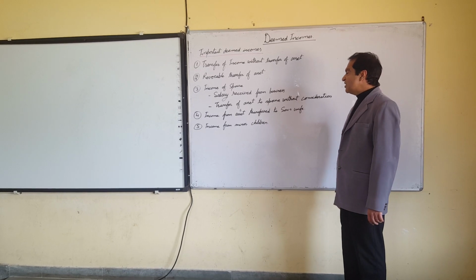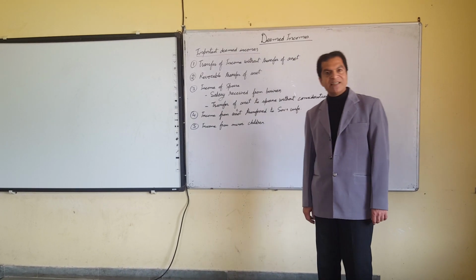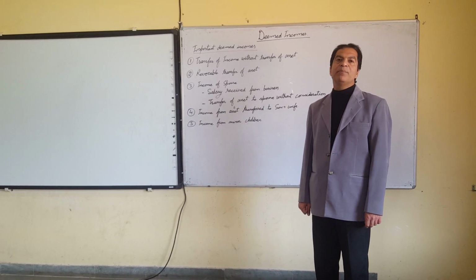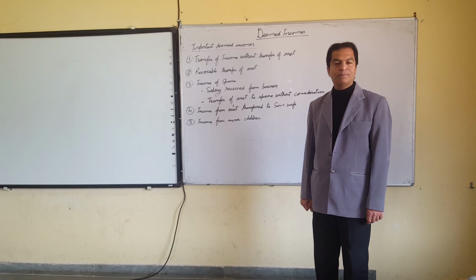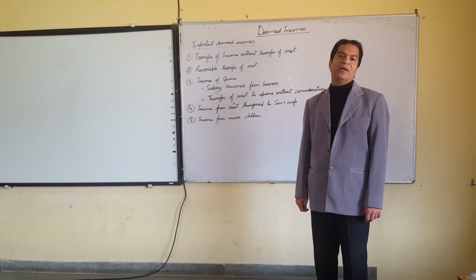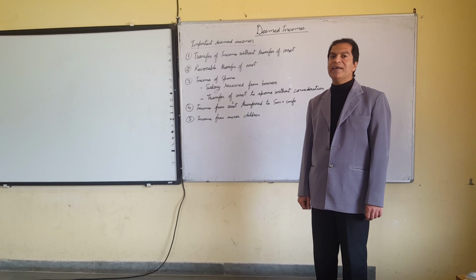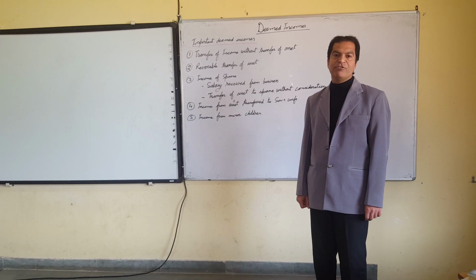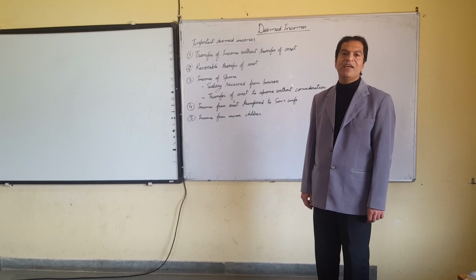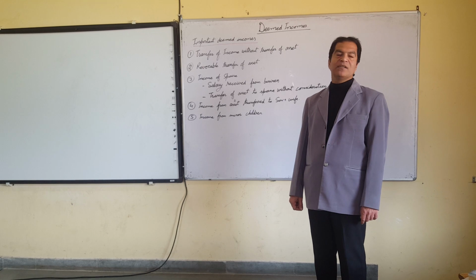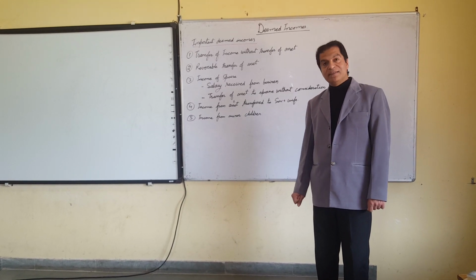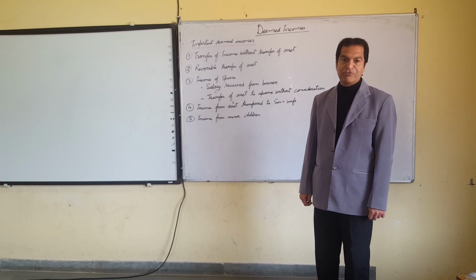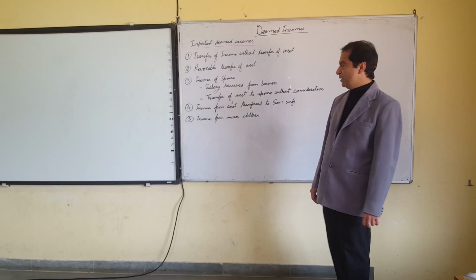Fourth, income from asset transferred to son's wife means any father-in-law has transferred his asset to his son's wife, then that income will be treated as income earned by father-in-law, so that will be deemed income for him. But the important condition in this clause is this, that relationship must exist at the time of transfer of asset and receiving of the income. Both the time asset should be transferred. But if father-in-law has transferred his asset to son's wife before marriage, then this clause will not be applicable.